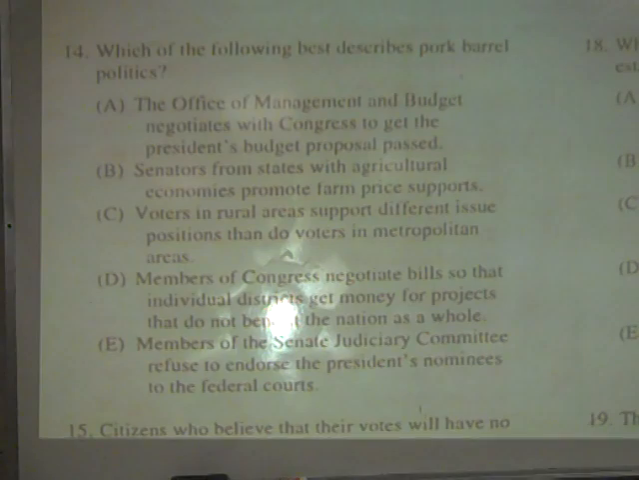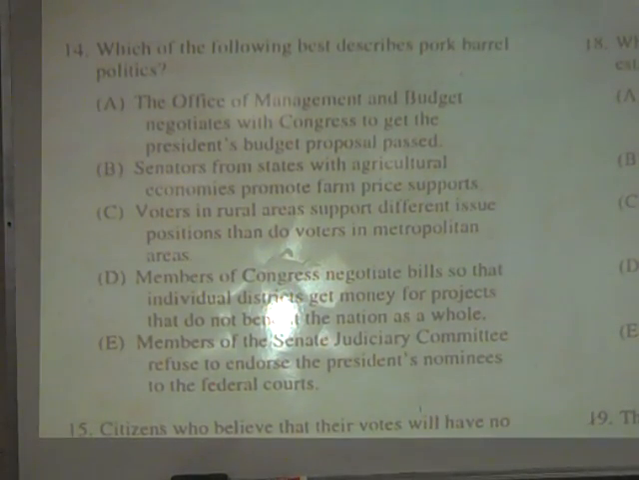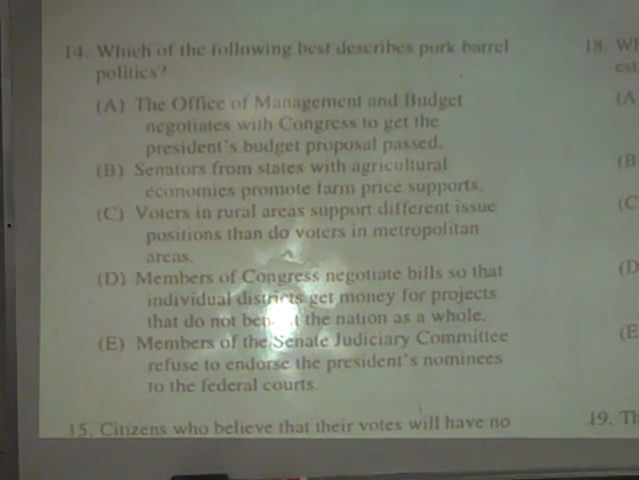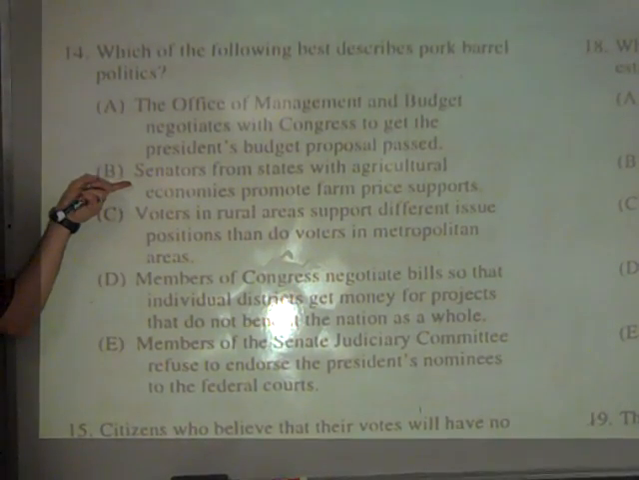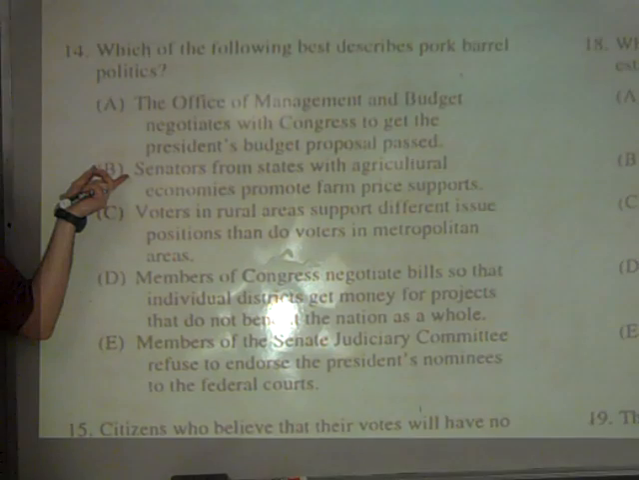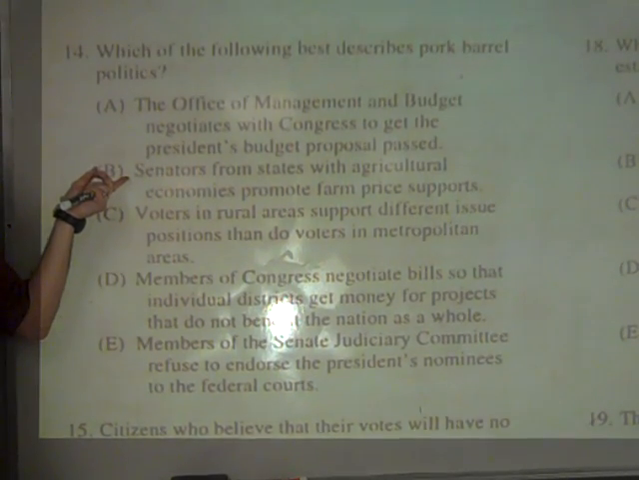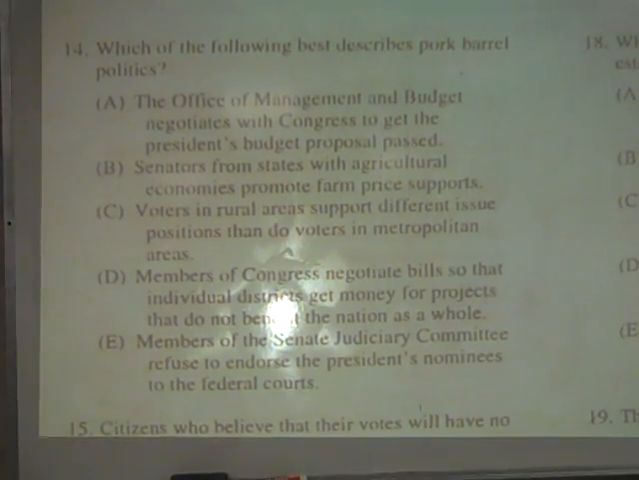Members of Congress negotiate bills so that individual districts get money for projects that do not benefit the nation as a whole. I like that one as a definition of pork. This is more of an example. I think that's kind of sneaky of them to throw an example on there as the wrong answer. I like D, though, as the best answer.